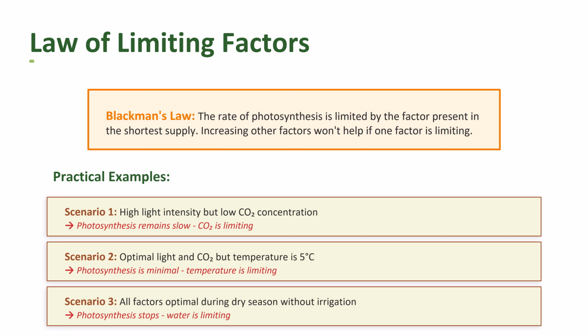Scenario 3. It's a sunny day with perfect air, but it's the dry season and you have no irrigation. Photosynthesis stops entirely because water is the limiting factor. This law is why environmental management is so important. To get the best harvest, a farmer must identify and fix the specific factor that is holding the plants back.